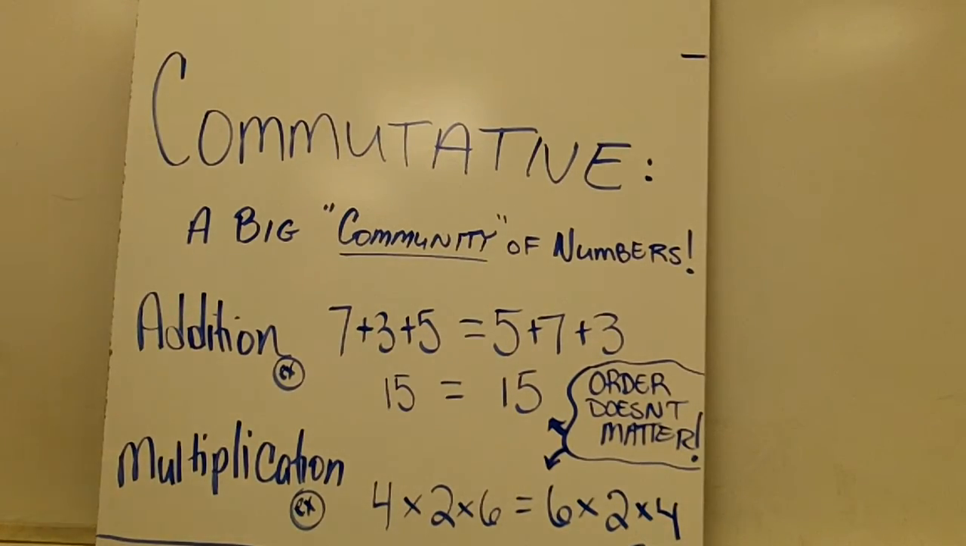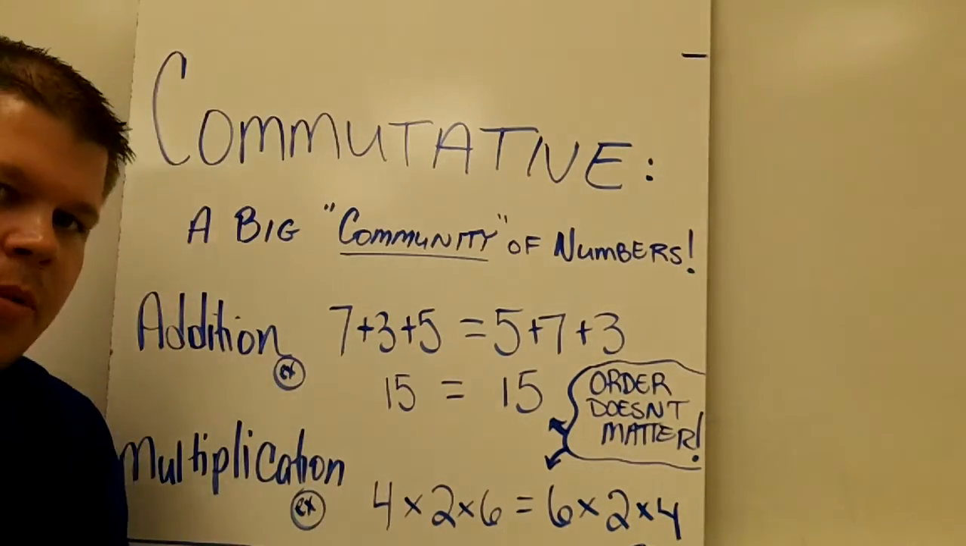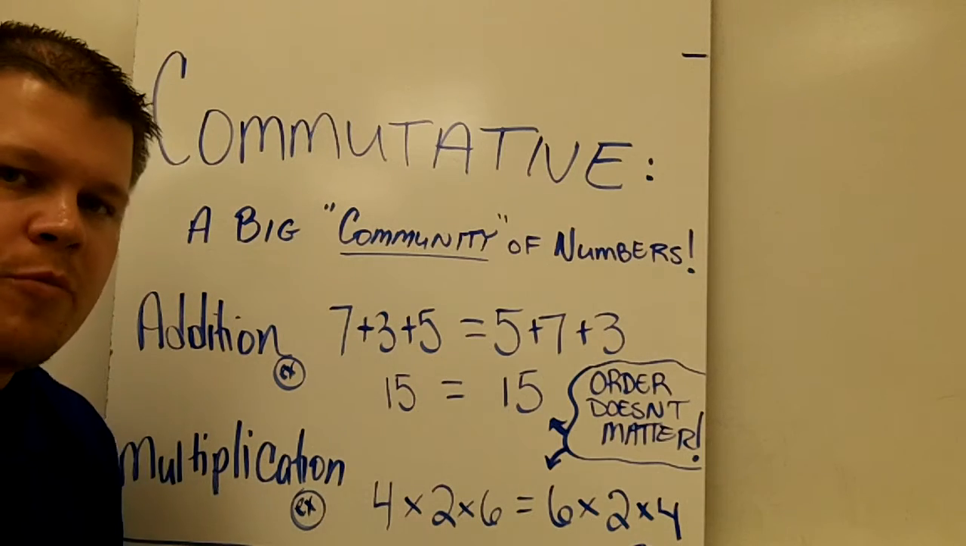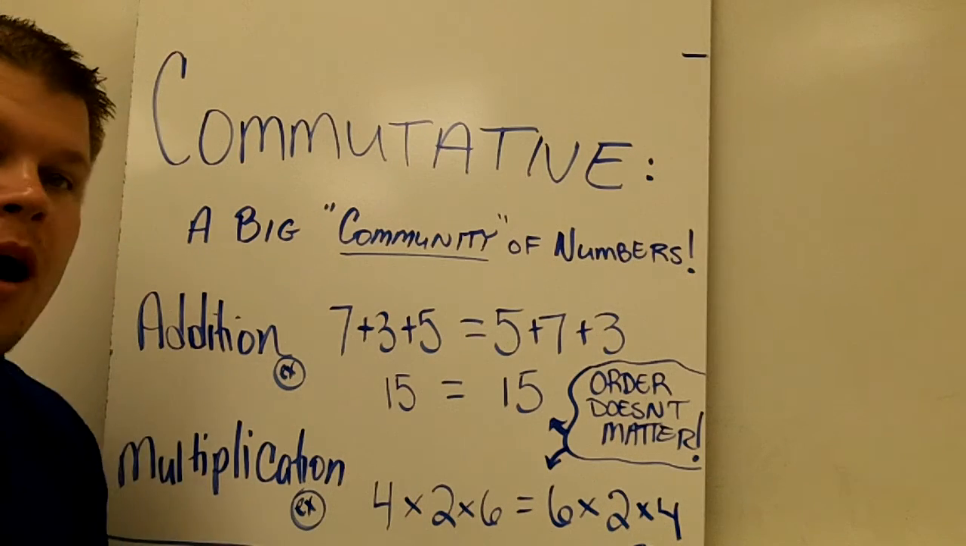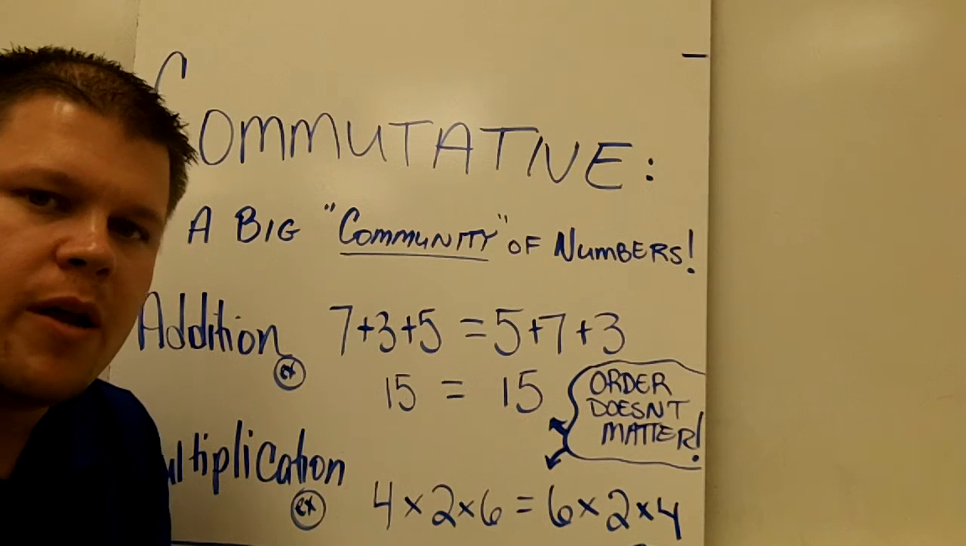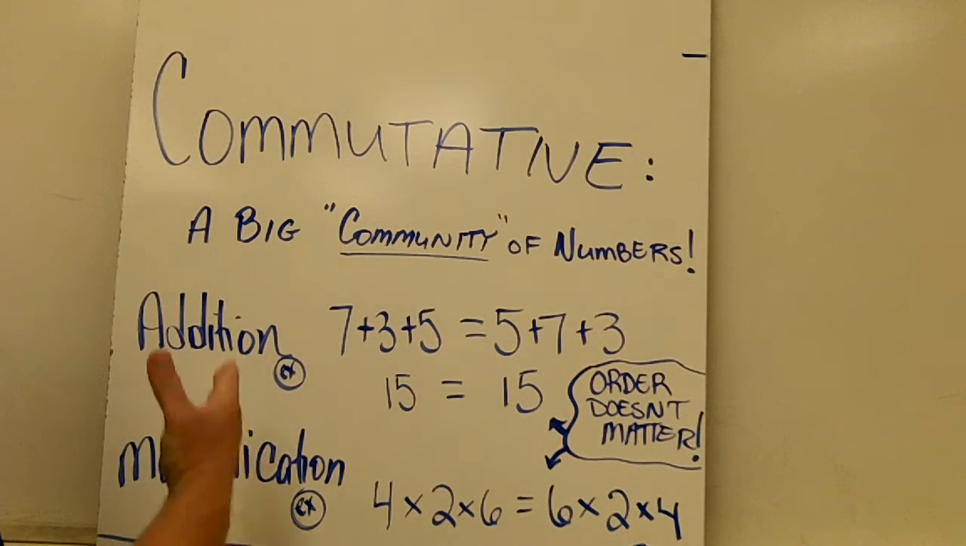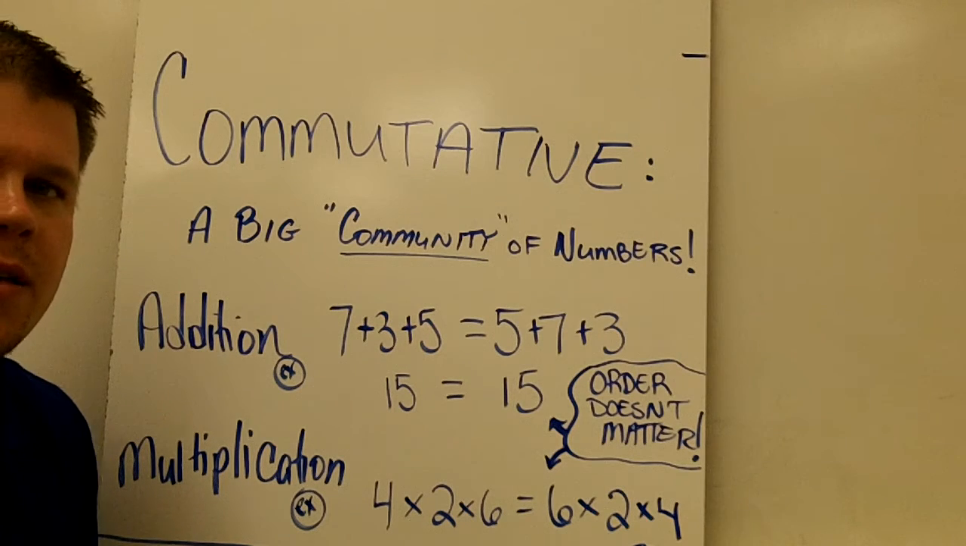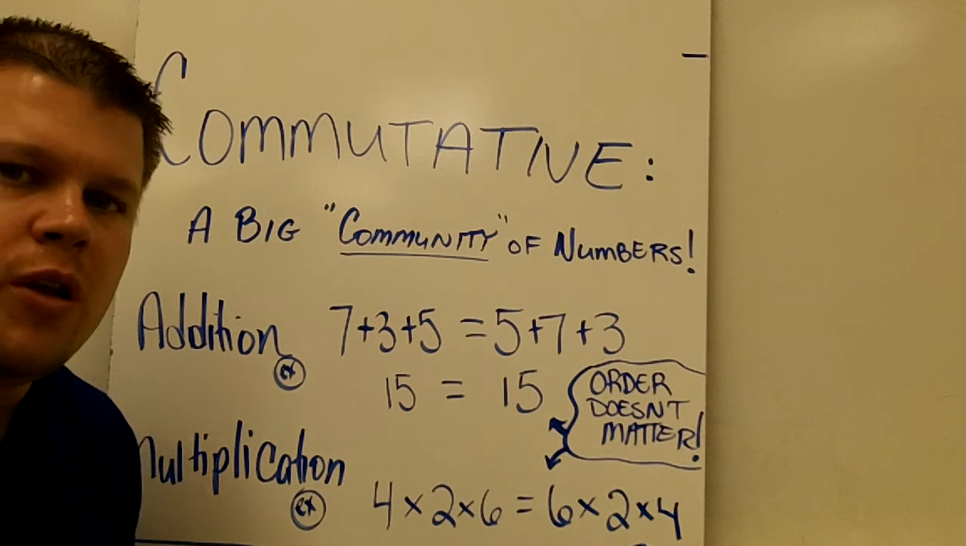Alrighty, folks, good afternoon. Talking about properties today, talking about commutative, associative, and distributive properties. And these three properties are the basis of most of the content that we talk about in properties of real numbers. With commutative, we talk about how the commutative property is basically resembling a big community of numbers.